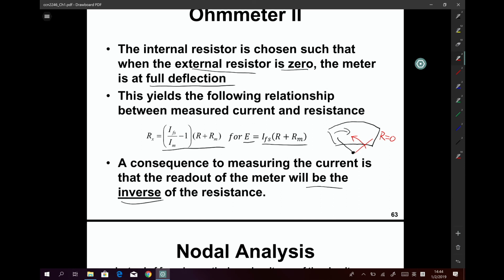Now, luckily, in our laboratory, we don't use the analog meter. We provide you with the digital meter, which is easier to use.